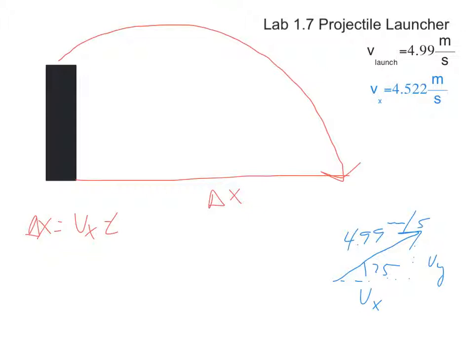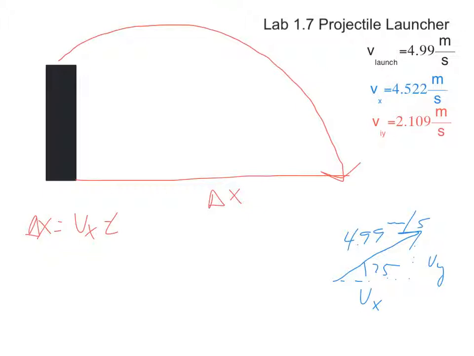And for my velocity in the y direction, that's going to be 4.99 times the sine of 25, and that's going to give me 2.109 meters per second. And just a reminder, that's my initial velocity in the y direction, and of course I'm going to undergo acceleration due to gravity, so that's going to change. So on my right hand side over here, I have all of my velocities: the velocity of the launch, the velocity in the x direction, and the velocity in the y direction.